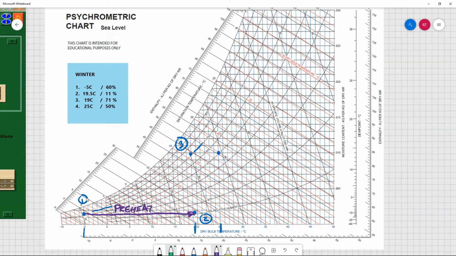Notice what happens here is that my temperature increases as I move to the right, and my total humidity, which is measured in the vertical axis, doesn't change. So it's essentially a horizontal line across. I didn't add any moisture. However, because the temperature went up, the hotter air could hold more moisture, so my relative humidity tended to drop.